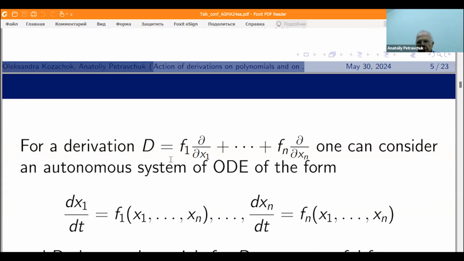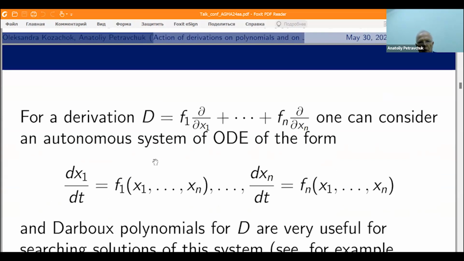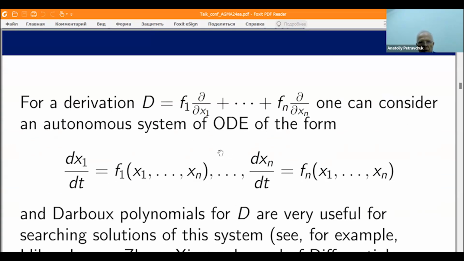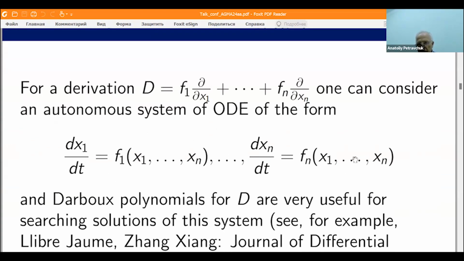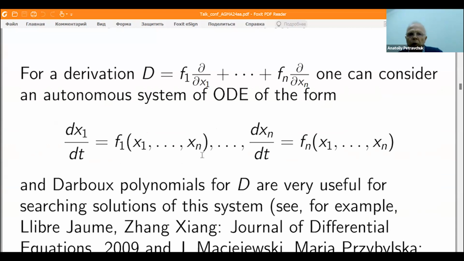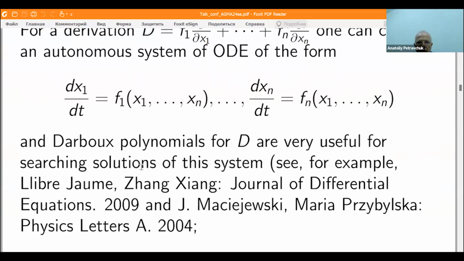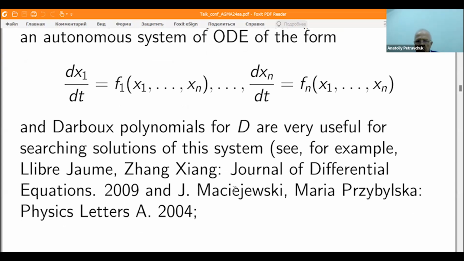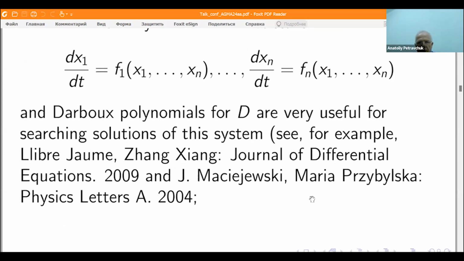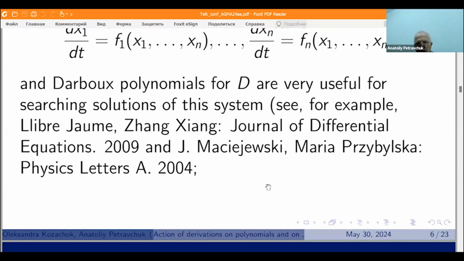For a derivation D, one can consider an autonomous system of ordinary differential equations of such a form, and Darboux polynomials for the derivation D are very useful in searching for solutions of this system. See, for example, papers of Llibre, Zhang, the Journal of Differential Equations, and others. There are many papers about this topic.